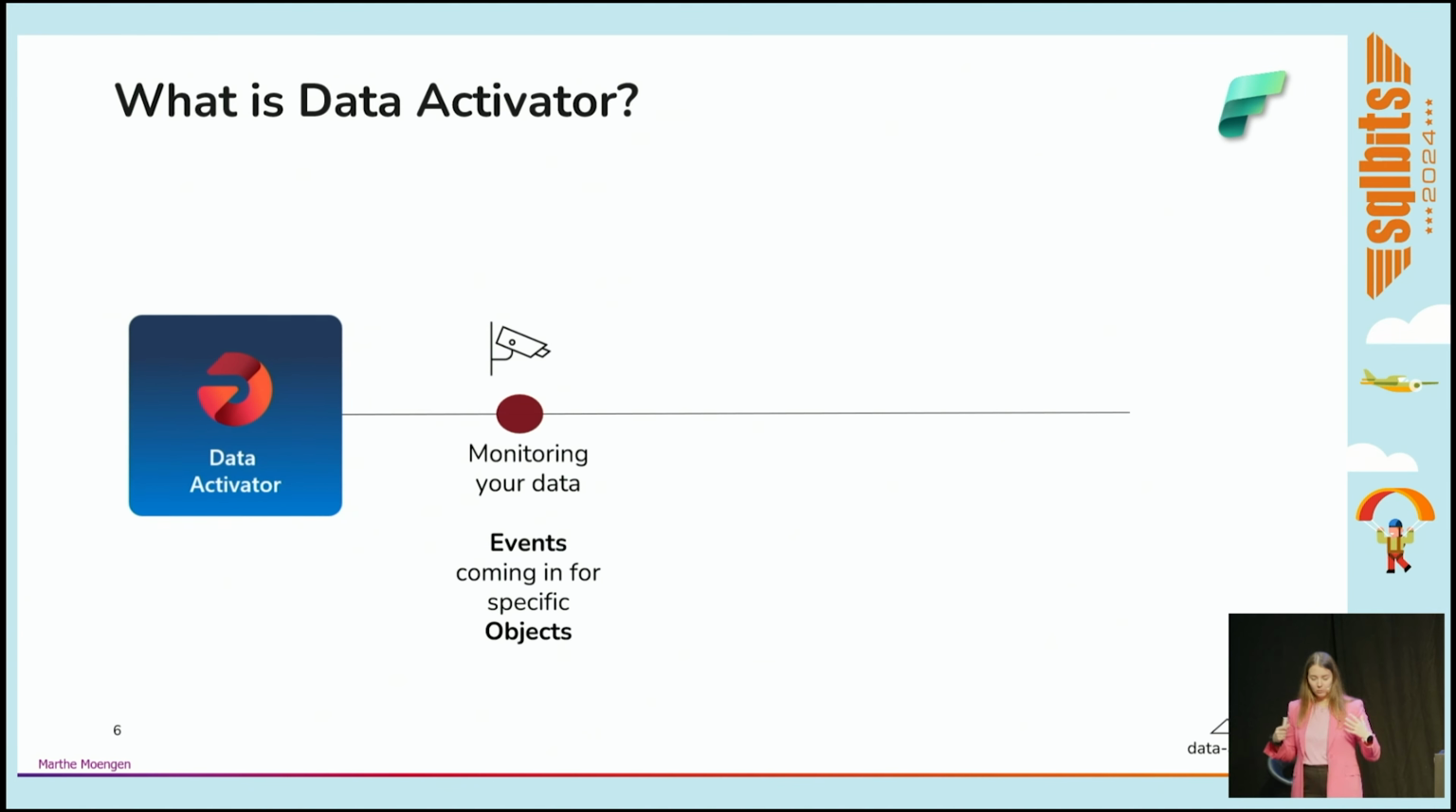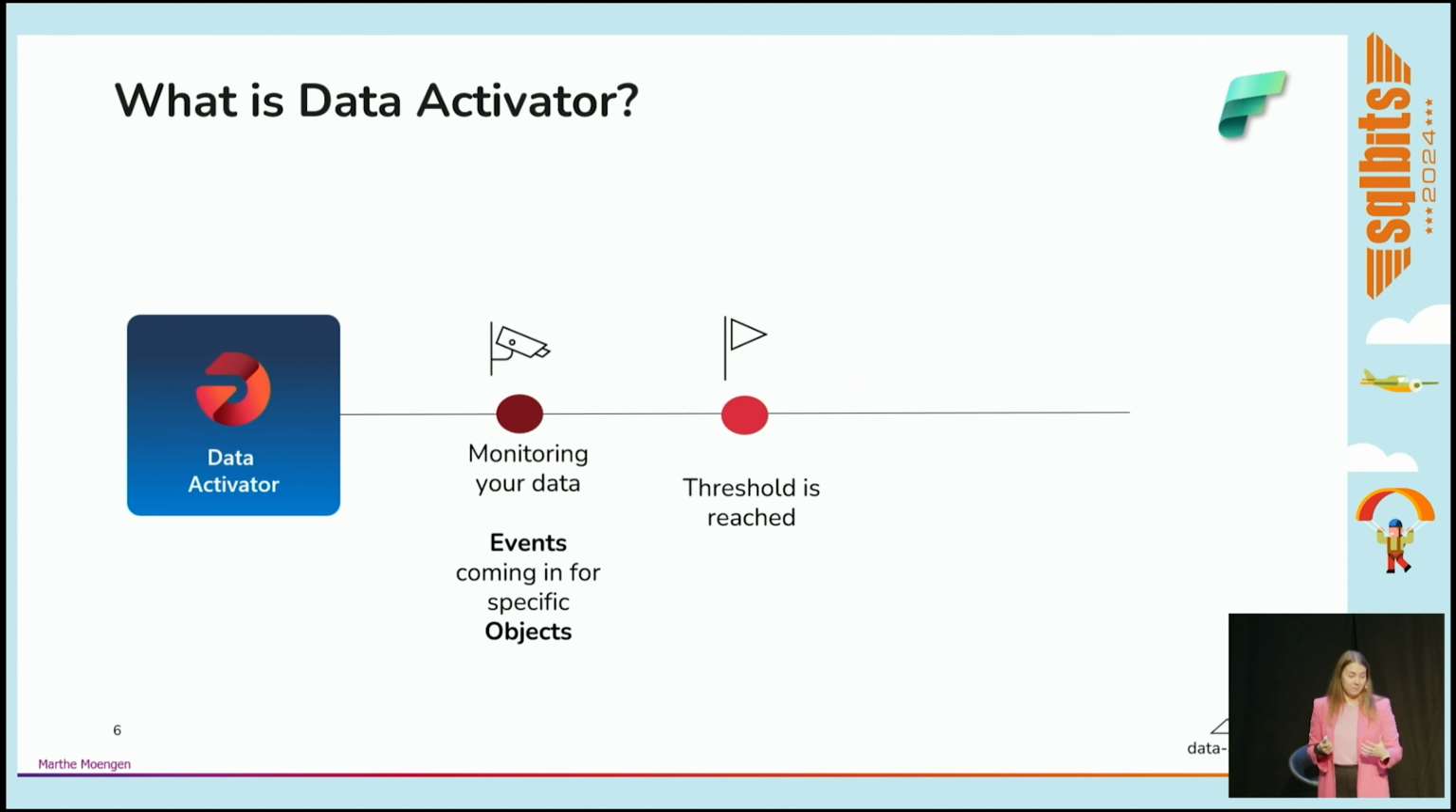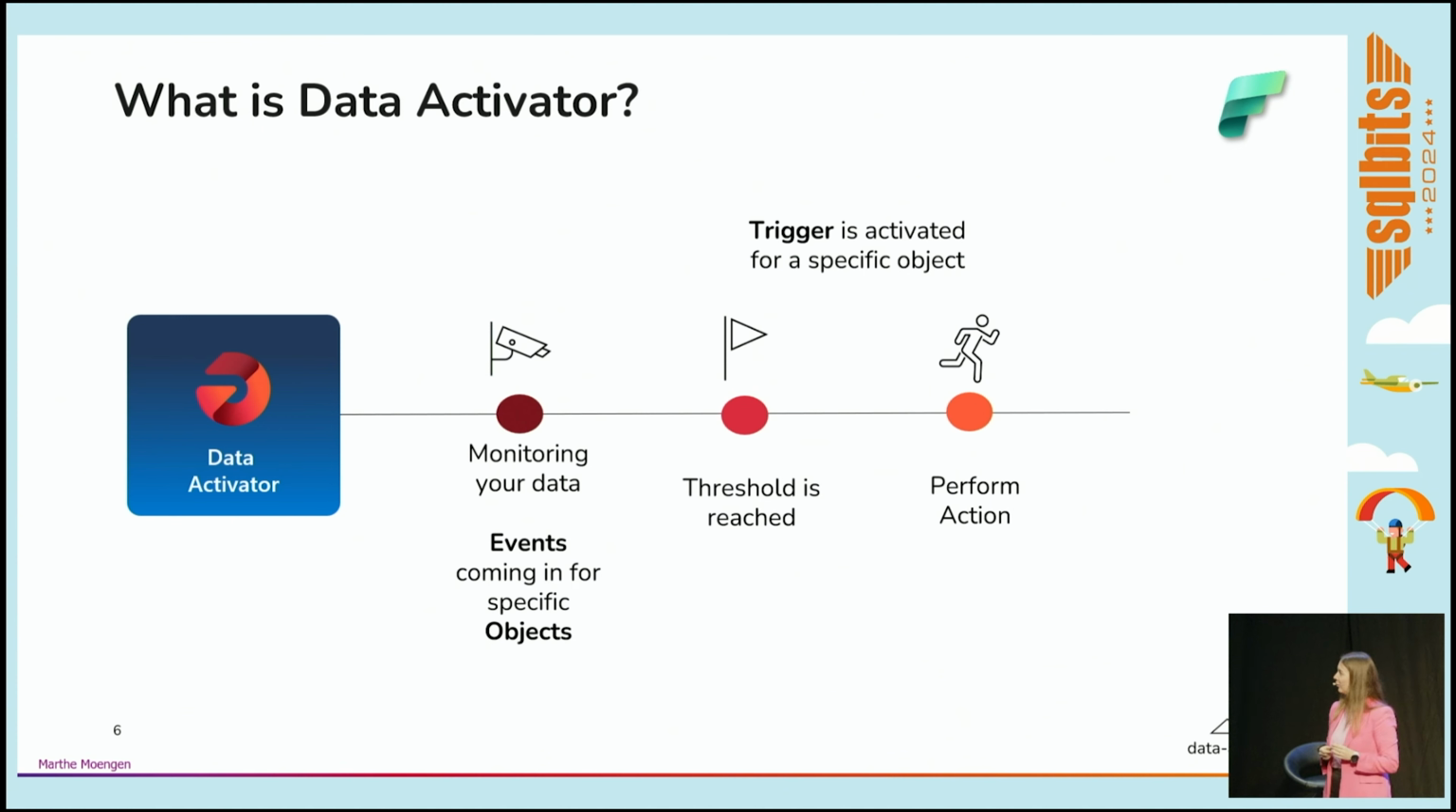When you are setting up your data actions through Data Activator, you're setting up something that you want to monitor. You want to monitor events that are coming in. This could be that your report is refreshing, or that you have event streams coming in. You're monitoring some objects through the events. Then you need to set a threshold. Anytime a threshold is reached, you're going to activate a trigger for this specific object. And this trigger is then going to set your action into play, and then you can actually perform this action that you've decided is going to happen.